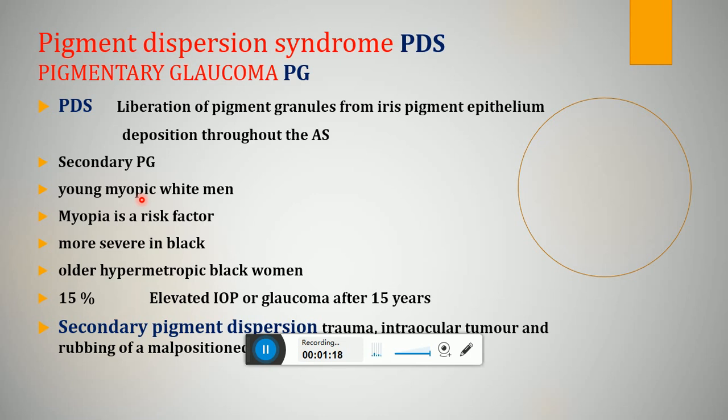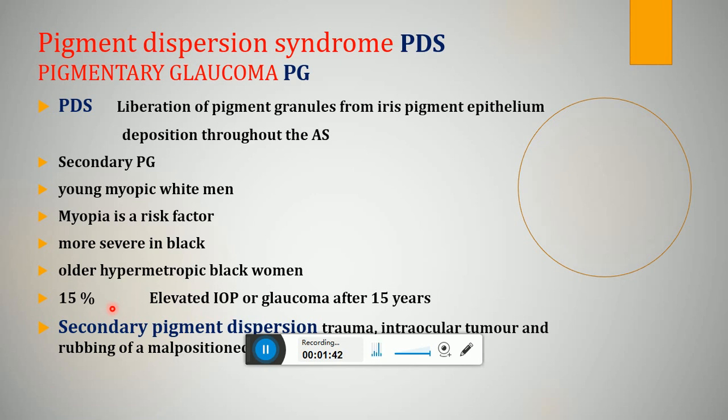About 15% of patients with pigment dispersion syndrome will develop elevated IOP or glaucoma after 15 years. So 15 years and 15%.